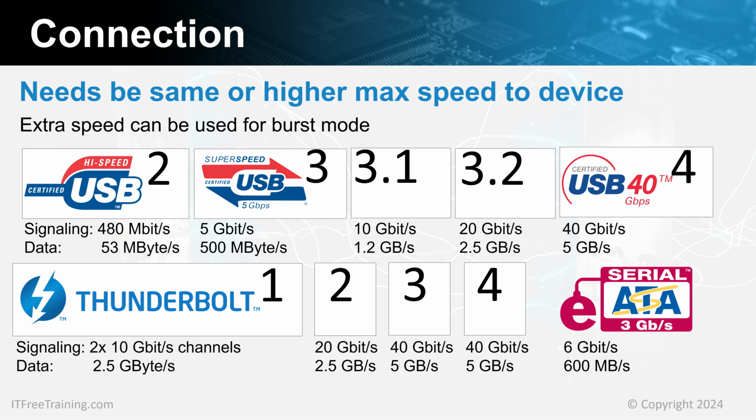You will notice that Thunderbolt 4 and USB 4 are the same speed. This is because Thunderbolt 4 uses the same underlying protocol as USB 4. Thunderbolt supports a few additional features over USB 4, for example, support of multiple monitors.